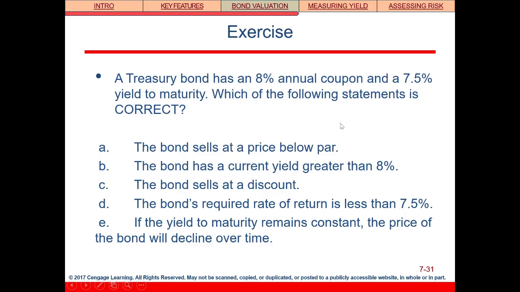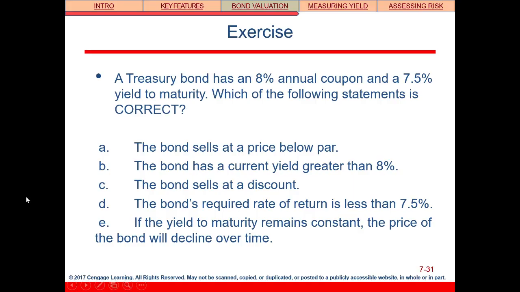Here is an exercise question. It asks, a treasury bond has an 8% annual coupon and a 7.5% yield to maturity. Which of the following statements is correct? So notice that this is a treasury bond, and the coupon interest rate is 8%. The yield to maturity is 7.5%. So the coupon interest rate is higher than the yield to maturity, which is essentially the required rate of return. So what does it mean? You get higher interest income than you deserve. Therefore, the bond is going to be selling at a premium, right?